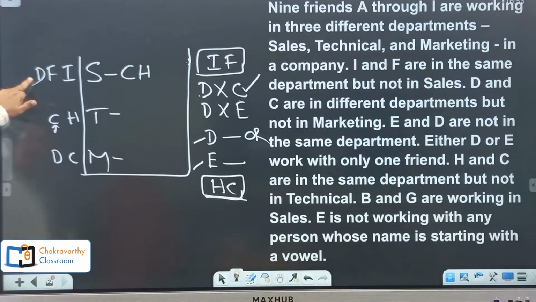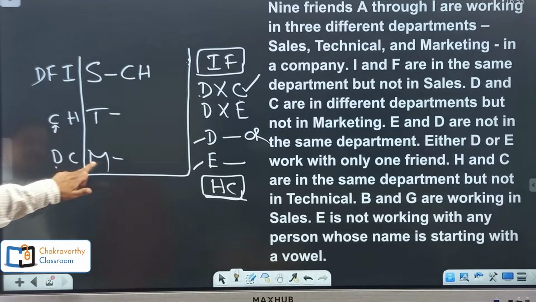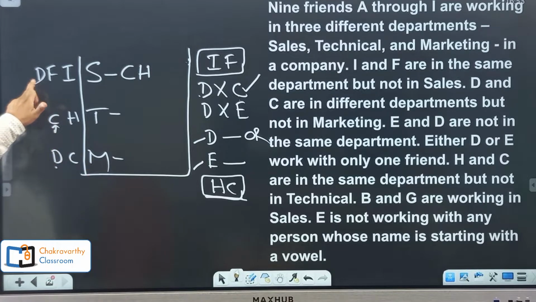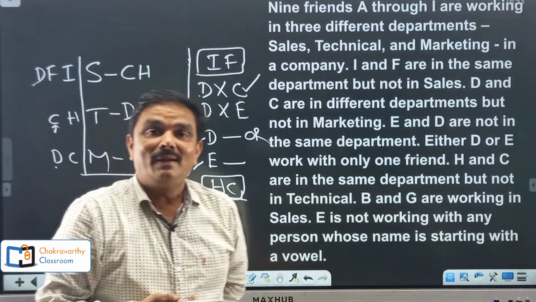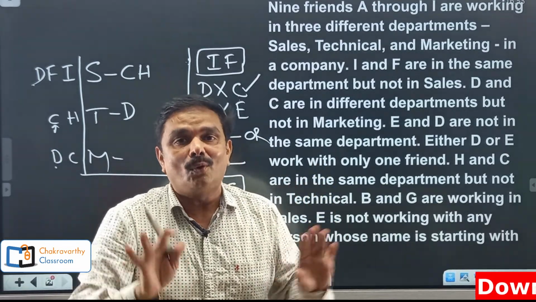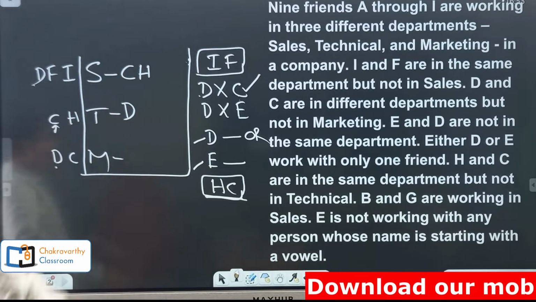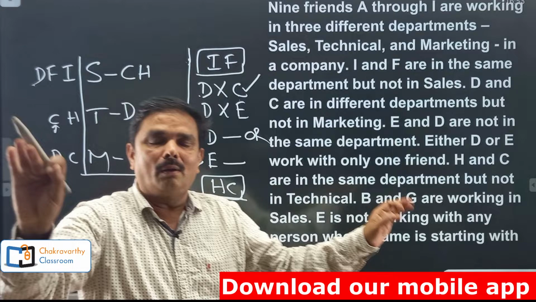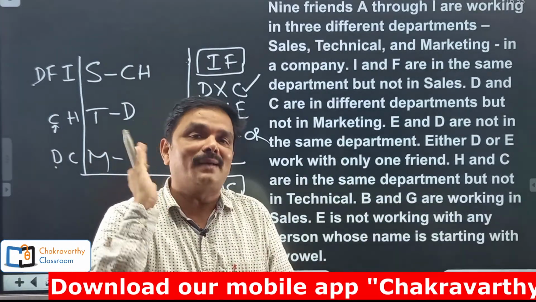When D is not here, and D for marketing is also not possible here, according to the previous data, D cannot be in marketing department. Now D cannot be in sales. For that reason, I must keep D in technical department. How simple. This is the beauty of the elimination process. You have to learn the basics in this way. Got it? Now confirmedly, I have placed C, H and D. Out of 9 persons, 3 persons are confirmed. And how many are remaining now? 6 are remaining, isn't it?